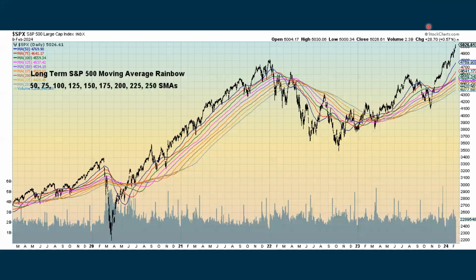A long-term chart, first we look at a long-term rainbow going from 50 periods to 250 periods. All the lines are going up and prices above all the lines and also going up. So the long-term trend is also positive.